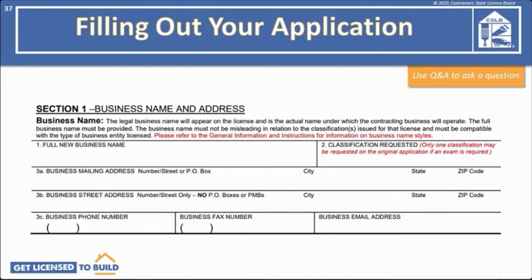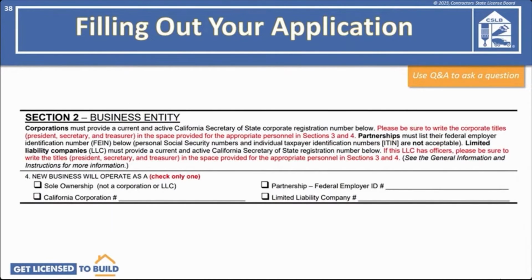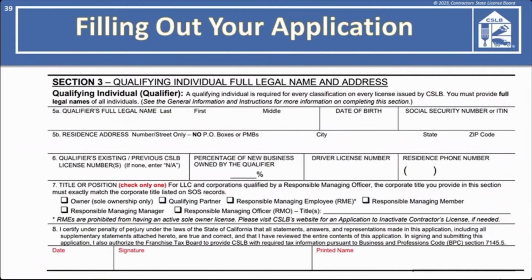In line 2, you will indicate what classification you are applying for. The mailing address and phone number that you list on line 3A and 3C will be made public on CSLB's website once you are licensed. In Section 2, you will select your business entity. If you're applying as a corporation or LLC, you will need to provide your registration number provided to you by the Secretary of State. Make sure to pay extra attention to the instructions in this section pertaining to the entity for which you're applying. Section 3, Qualifying Individual Full Legal Name and Address.